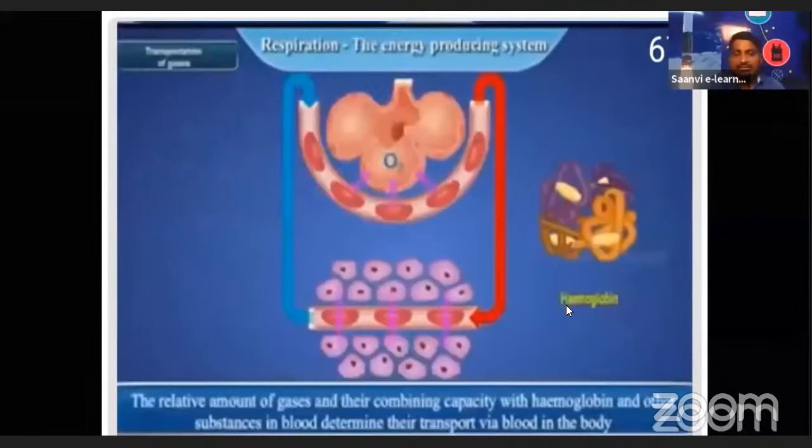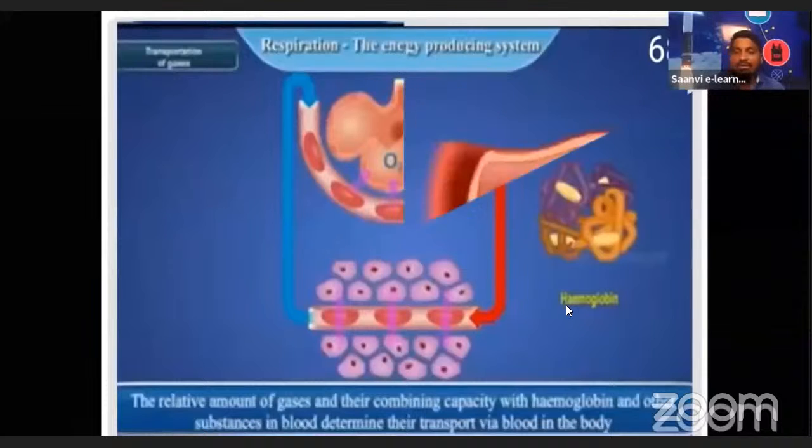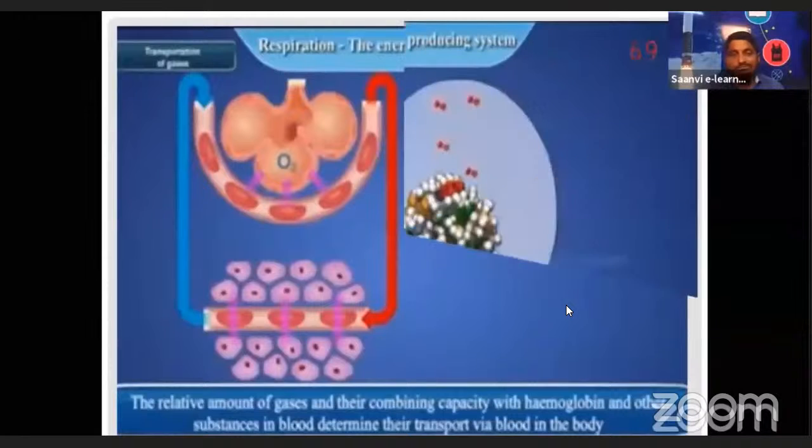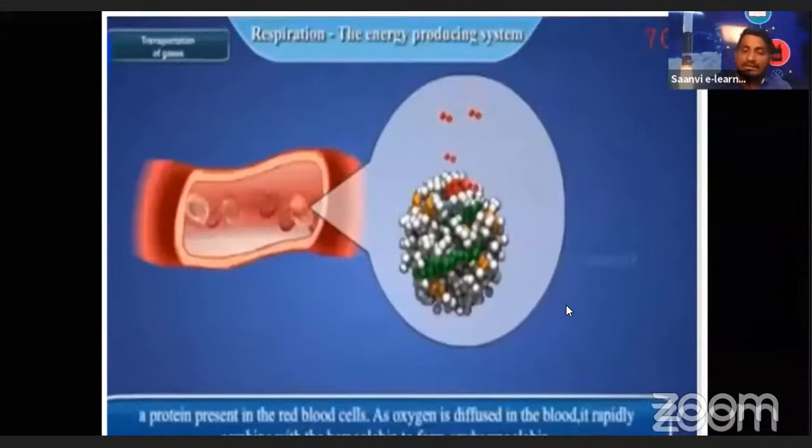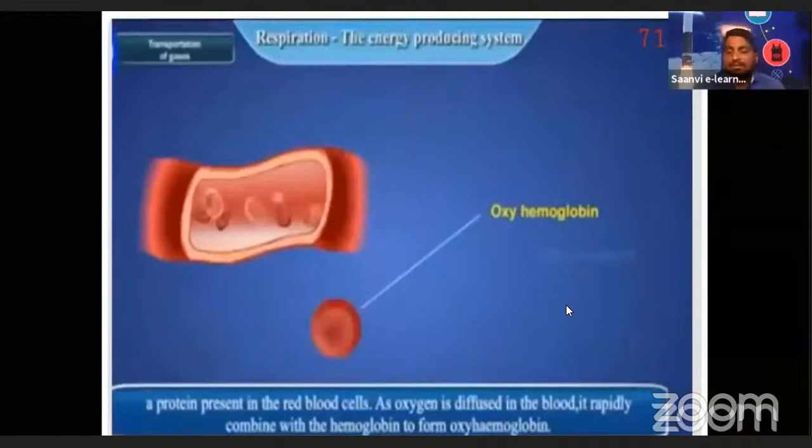Next, transportation of gases. The amount of gases and their combining capacity with hemoglobin and other substances in blood determine the transport via blood in the body. Almost all of the oxygen is carried in the body by binding to hemoglobin. As we discussed, oxygen diffuses from the alveoli of the lungs to the blood capillary, and rapidly combines with the hemoglobin.